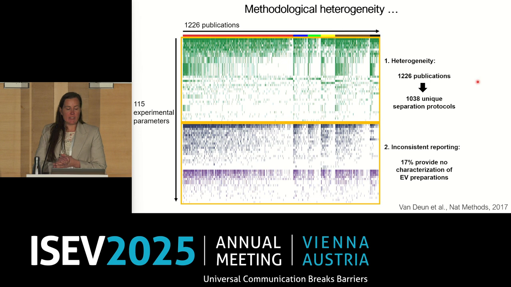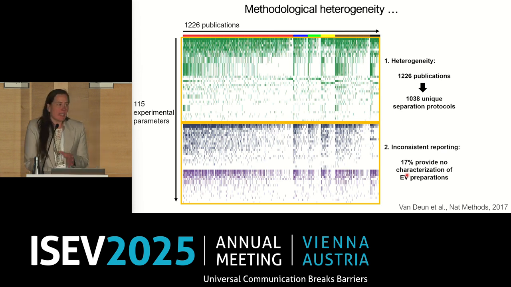Indeed, if we take a look into literature, we notice that there is a lot of methodological heterogeneity. So here we map the different types of protocols that were reported in over 1,200 publications for experimental parameters related to the preparation protocol and the characterization. And those 1,200 publications report over 1,000 unique protocols to analyze extracellular vesicles from these different sources. And almost 20% of these studies did not characterize the downstream EV preparation that was obtained. So there is a lot of methodological heterogeneity.